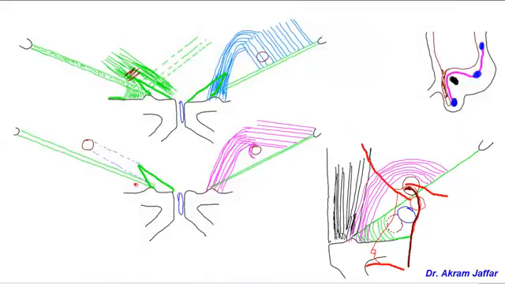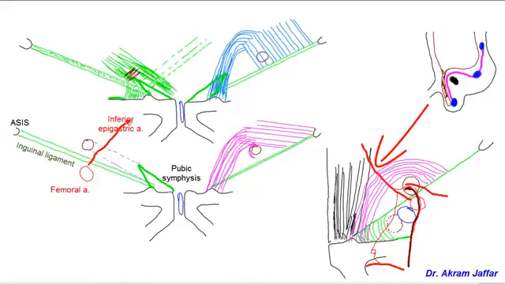Now let's sketch the sites of these hernias and their relations. Here's the femoral artery located midway between the anterior superior iliac spine and the pubic symphysis. The external iliac artery, which is proximal to the inguinal ligament, provides a branch which goes upwards and medially, and this is the inferior epigastric artery.